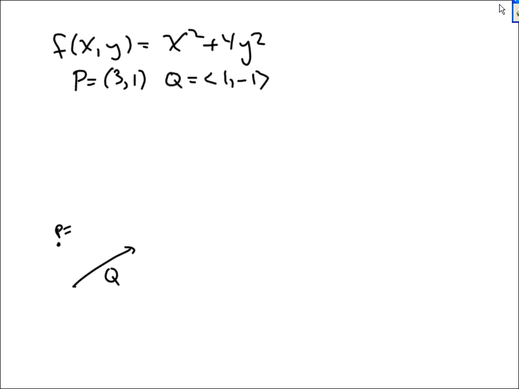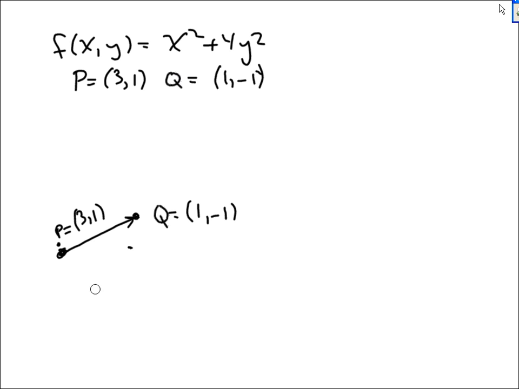Actually, what I said is not true. I don't know what I was thinking. Q is a point. You have P being 3, 1. Put it right here. And here's Q. This is Q, which is 1, negative 1. So that's the direction they're talking about. Q is not a vector, I'm sorry. Q is a point. But you want to go from P to Q. You have the point P, but the point Q gives you a direction.